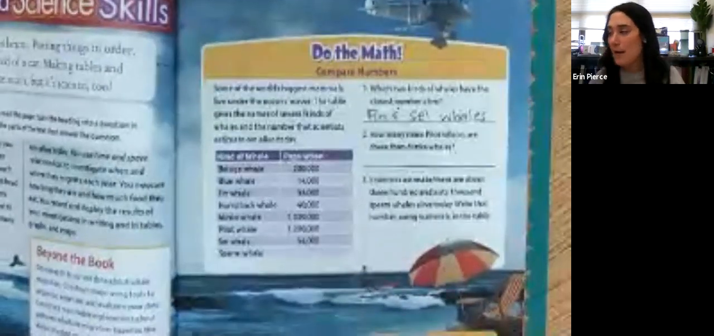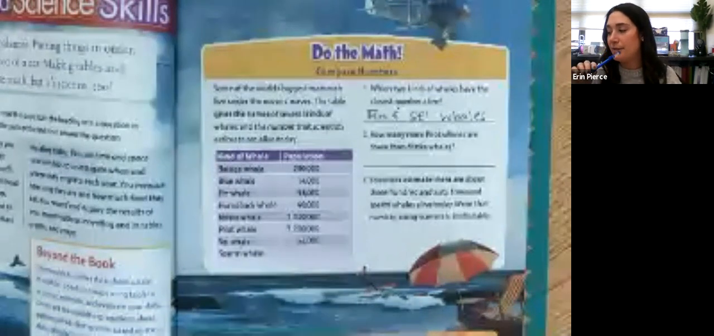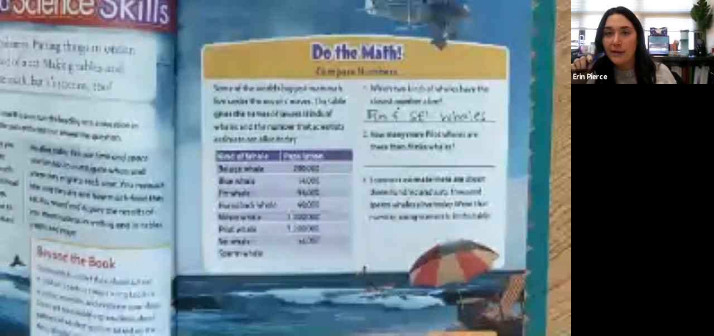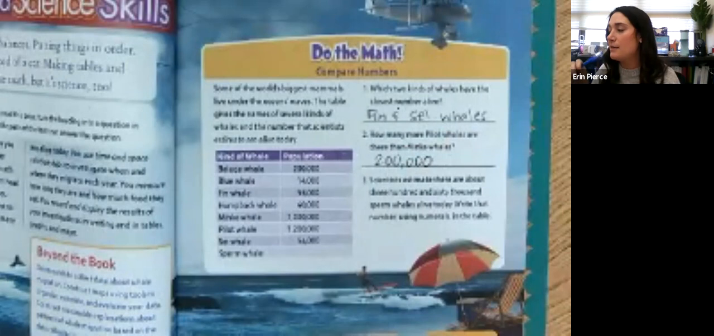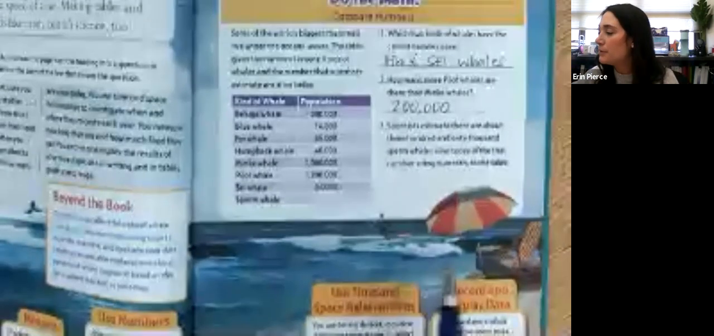How many more pilot whales are there than minke whales? 200,000. Scientists estimate that there are about 360,000 sperm whales alive today. Write that number using numerals in the table. So we're just putting it in numerical format. So that's 360,000. You're filling in the table.